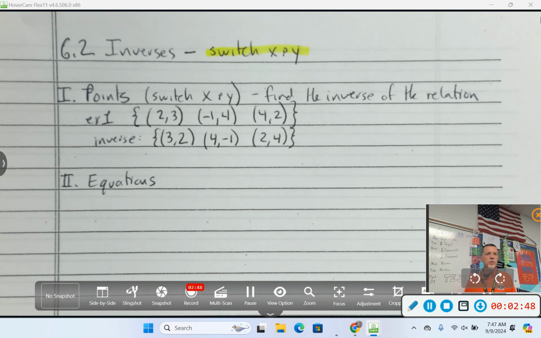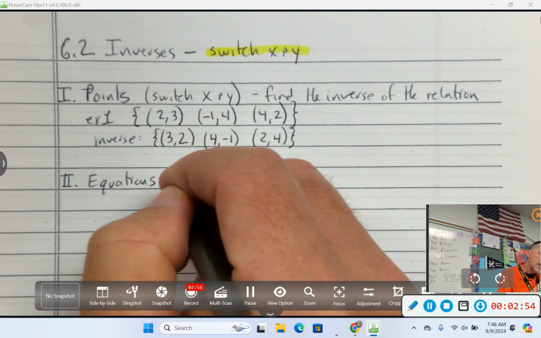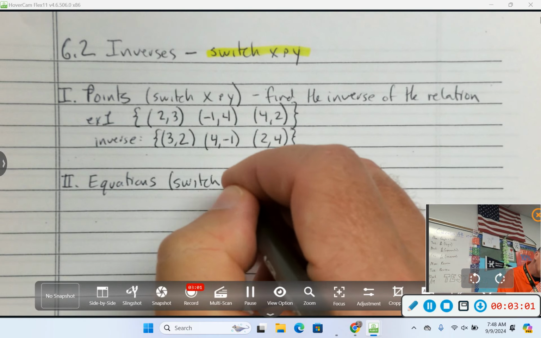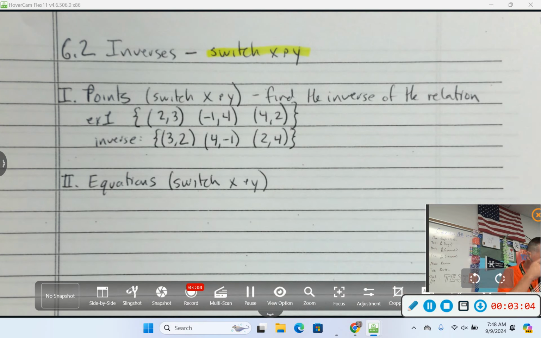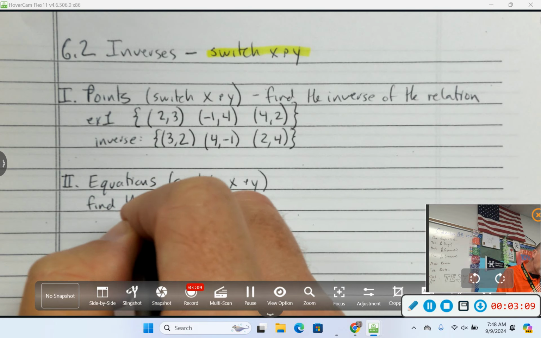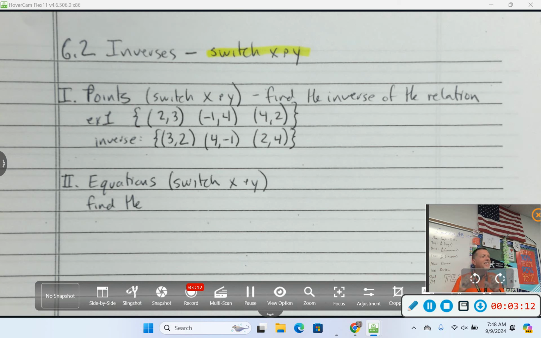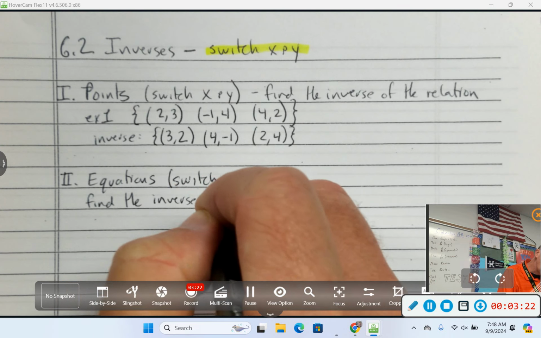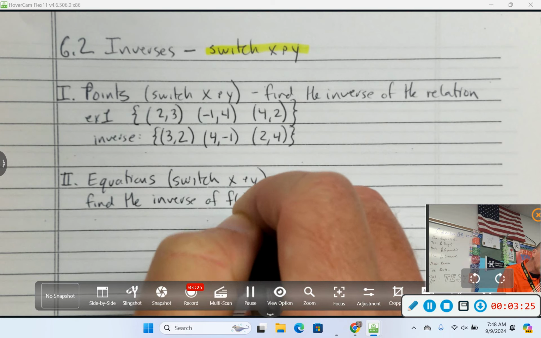Alright, Roman numeral 2. For equations, get this, we do something completely different. We're going to switch x and y. Okay, now, I mean, it's simple to say, but the practice is a little bit harder in the equations than the points. It'd be hard to be easier. Let's find the inverse of f of x.